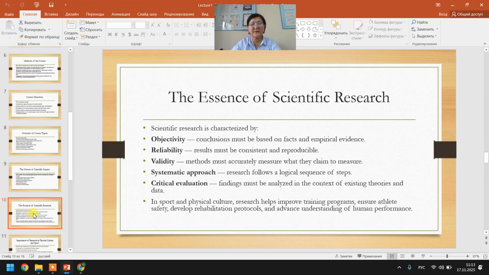The essence of scientific research is characterized by objectivity: conclusions must be based on facts and empirical evidence; reliability: results must be consistent and reproducible; validity: methods must accurately measure what they claim to measure; and a systematic approach: research follows a logical sequence of steps. Critical evaluation: findings must be analyzed in the context of existing theories and data. In sport and physical culture, research helps improve training programs, ensure athletes' safety, develop rehabilitation protocols, and advance understanding of human performance.